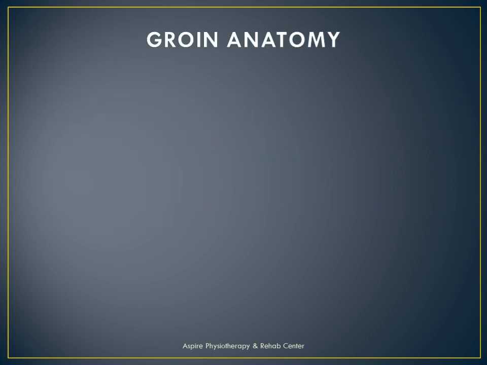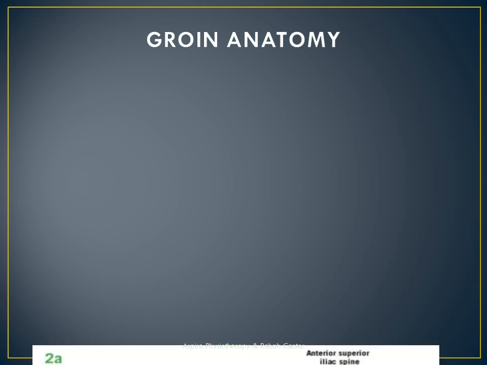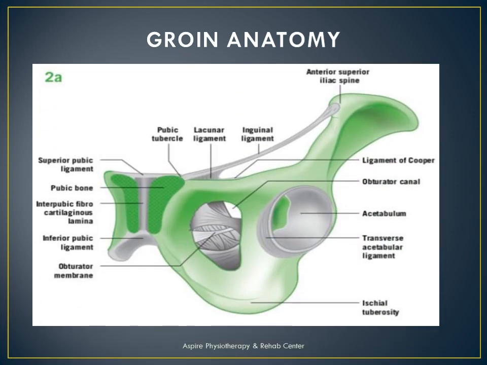So after finishing epidemiology, let's discuss groin anatomy. Let's brush up some osteology. So we'll start from the top of the right side. First we have the anterior superior iliac spine. Just after that we can say ligament of Cooper, then obturator canal, which is inside the obturator foramen, then the acetabulum, transverse acetabular ligament, and ischial tuberosity. At left we can see superior pubic ligament, pubic bone, interpubic fibrocartilaginous lamina, inferior pubic ligament, and your obturator membrane.